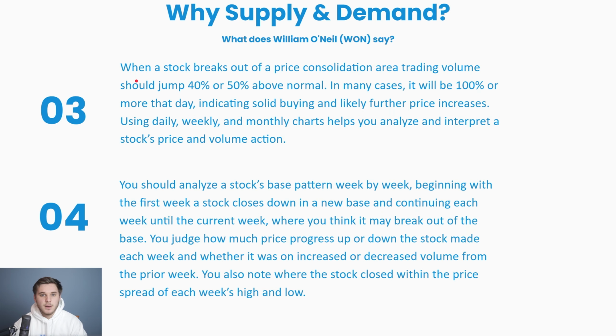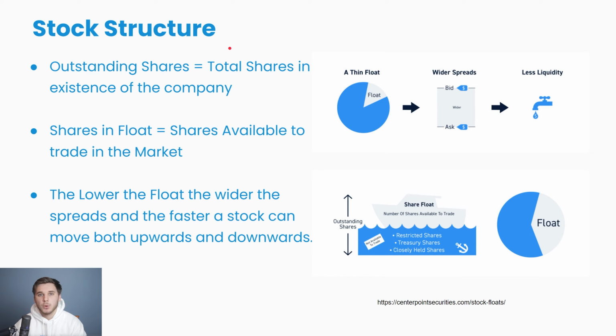And moving on, we've got the stock structure, which I think is very important when it comes to understanding the supply and demand characteristics, because in reality, this is what sets the supply available to be traded on the open market. Starting things off, we've got outstanding shares, which is the total number of shares in existence of the company, but not all of these are available to be traded because you've got restricted shares, treasury shares, and closely held shares. All of these total shares make up the outstanding shares. Up here, we've got the shares in the float, which are those shares available to be traded in the open market.